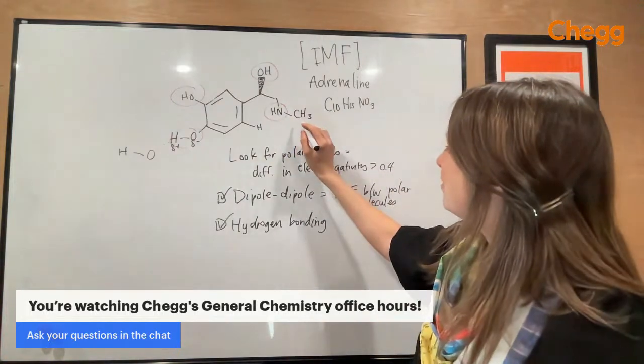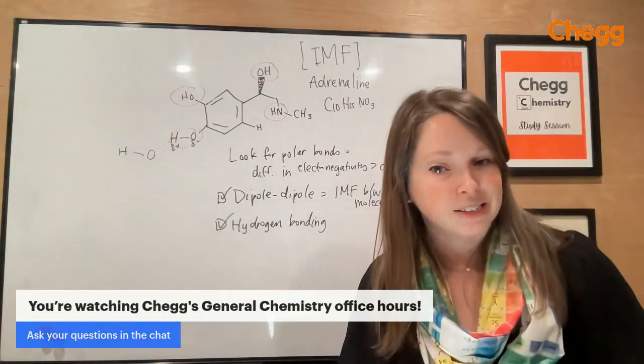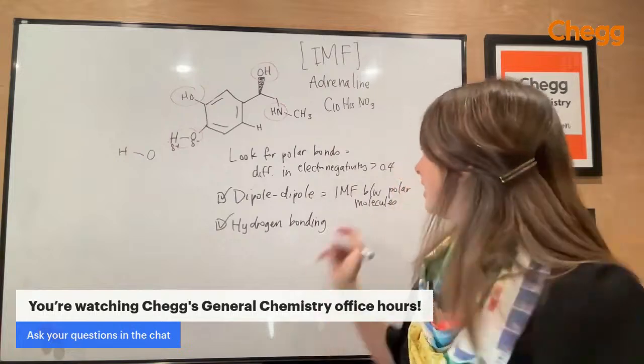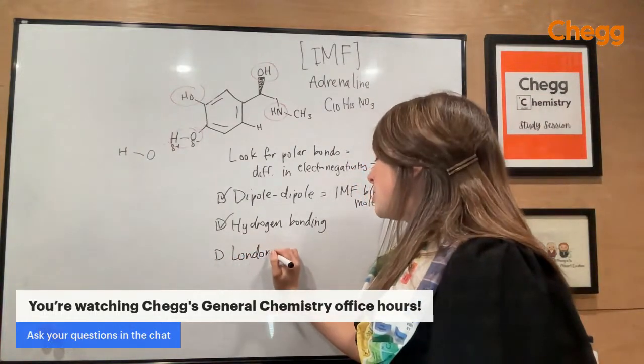So anything where you have carbon to hydrogen, though, that would not experience hydrogen bonding because hydrogen is not in a polar bond. So be careful with that. All right, so last thing we want to check for is London dispersion forces.